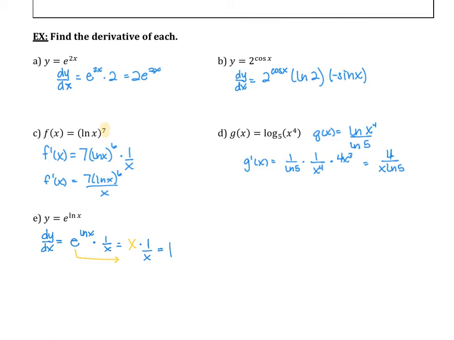Had I recognized that, then this problem would have just said y equals x, and we know that the derivative of y with respect to x of x is 1. So it may have been a little bit simpler than it looks. So sometimes we don't want to make things complicated just because they appear complicated. Okay, let's move on.